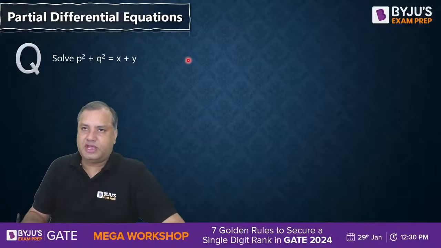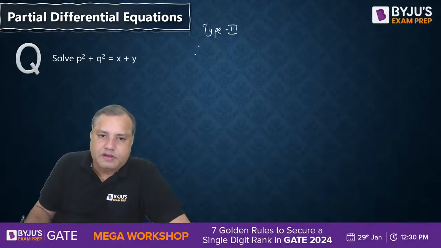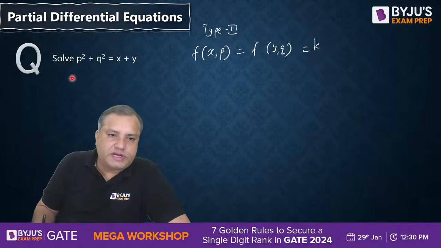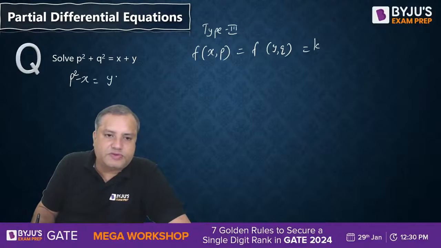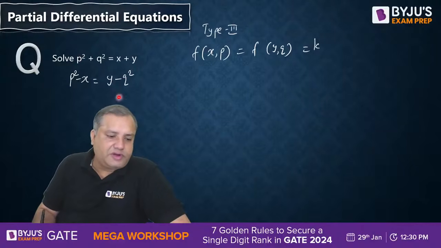So for type 3, how can you proceed for the solution? For type 3, we have this format: f of x comma p, f of y comma q equal to k. So students, x is brought to the left hand side and q square is brought to the other side. Comfortable? Can we do like this?